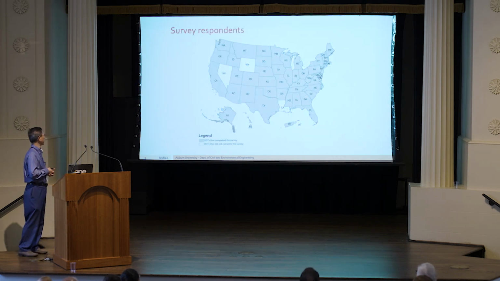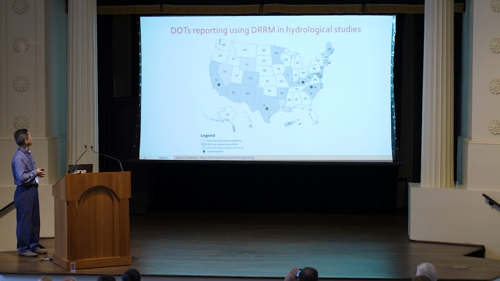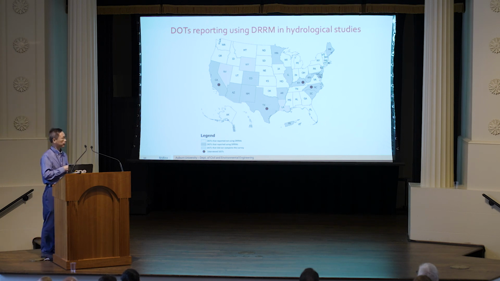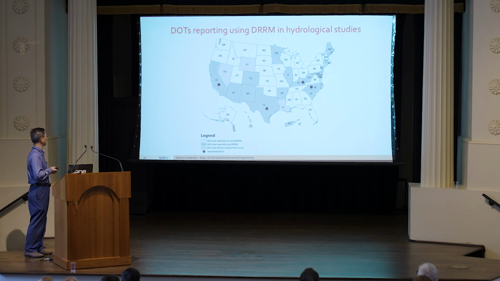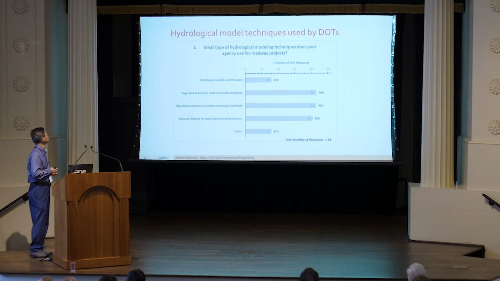So basically, we have these states that responded to the survey, and those that did not, okay? And so we have about 16 states responding that they are using the DRM. The white ones are not using it, and for those states with the dot, we have done the interview. So just to give you a quick picture.